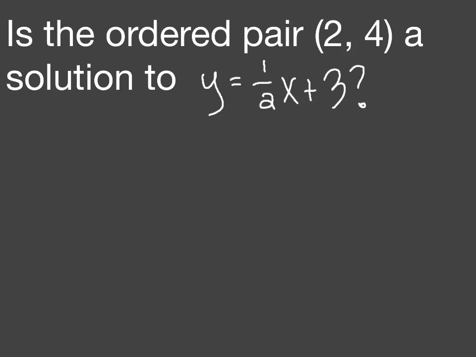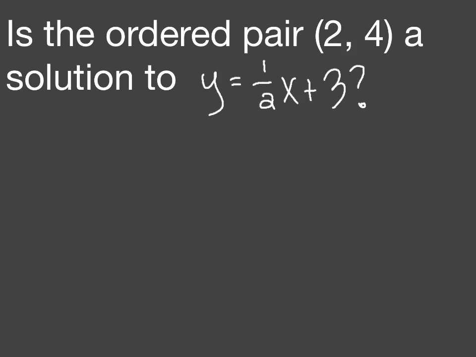So for instance, take a look at this question. It says, is the ordered pair 2, 4 a solution to y equals 1/2 x plus 3? Now, if we had a graph of this equation, we could look at the graph and ask ourselves, is the point 2, 4 on this line, or is it off the line? However, we're not being given the graph. All we have is the equation. So how am I going to decide if the point 2, 4 is on this line or not?